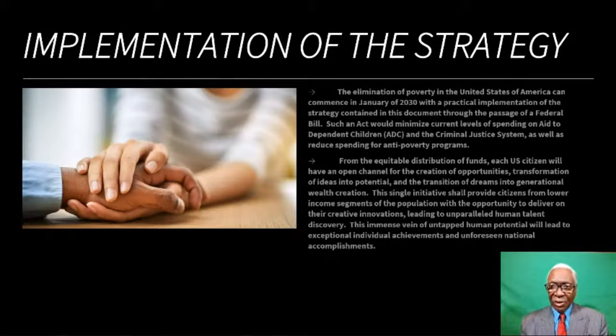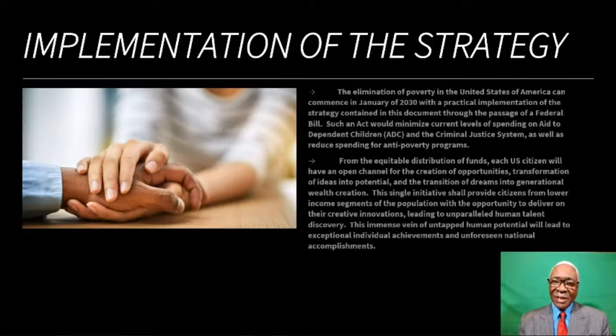Such an act would minimize current levels of spending on aid to dependent children. Not that we're talking about cutting back on what the aid to dependent children currently delivers, but if you eliminate poverty, the rolls of aid to dependent children will also decrease, and that's the saving that can offset what you are accomplishing through the CWE Act. And in the criminal justice system, poverty is the number one driver of criminal activity. And so when you give people hope, give people resources, the criminal justice system will have a lesser load. The court system will have a lesser load. And also there's a reduction of spending on anti-poverty programs because there are less people at that poverty level.